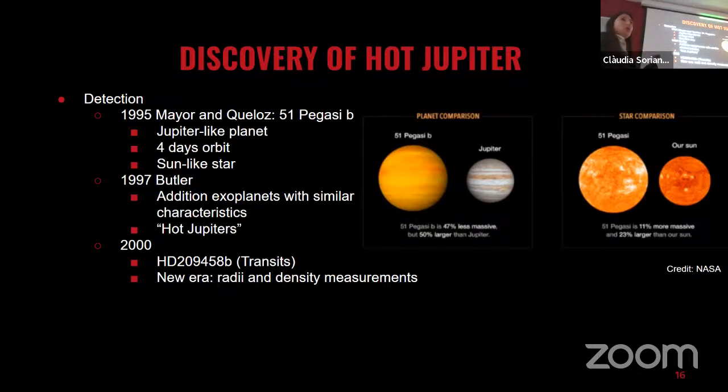However, after this first discovery, there were additional exoplanets with similar characteristics that could also be hot Jupiters. And at this moment, the term hot Jupiter appeared for the first time. After these first discoveries in the 2000s, with the discovery of an exoplanet thanks to the transit method, it started a new era, because thanks to the radial velocity and the transits, many more hot Jupiters were detected and confirmed until today.